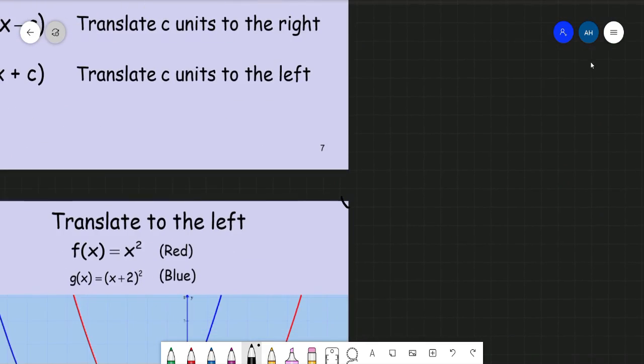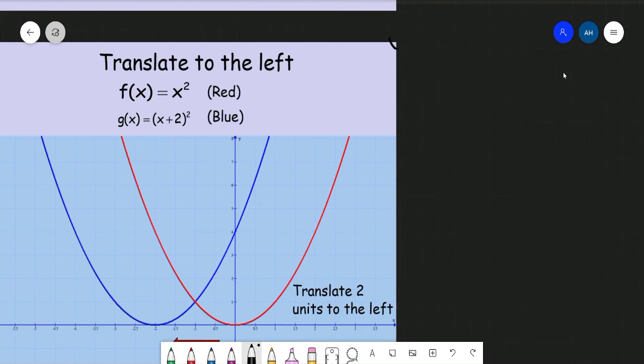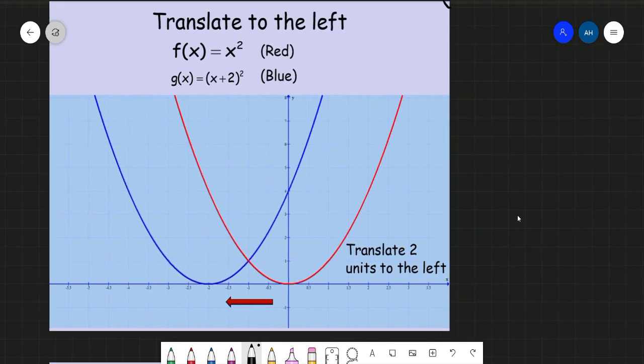Maybe we have some more examples here, moving to the left instead of to the right. Okay, this time we move it to the left. So to the left, what we'll do is add, for example, in this case, (x + 2)². If we have it like this, it means that we have to move the graph 2 units to the left. When we add, we have to move to the left. How many units? Okay, 2 units in this case.